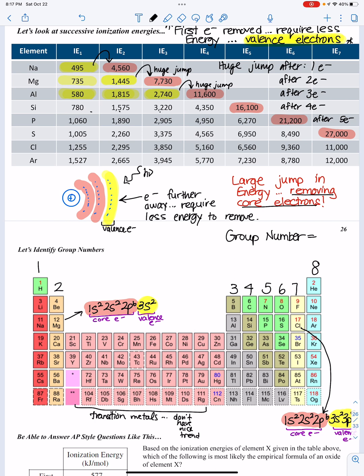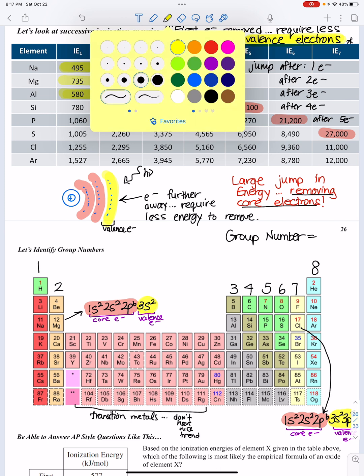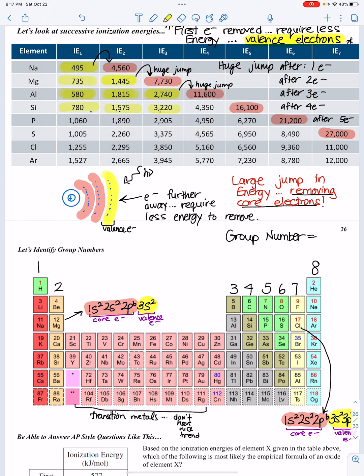For aluminum, there's a huge jump after 3 electrons. Aluminum's in group 3. You'd guess it, going all the way to silicon, group 4 after 4 electrons removed, group 5 after 5 electrons removed. Guess what these group numbers represent for these elements? These things that I've highlighted here in my successive ionization energies, looks like phosphorus has 5, sulfur has 6. These are valence electrons. Your group number is equal to the total number of valence electrons for that element.